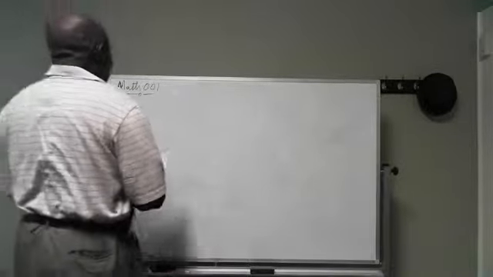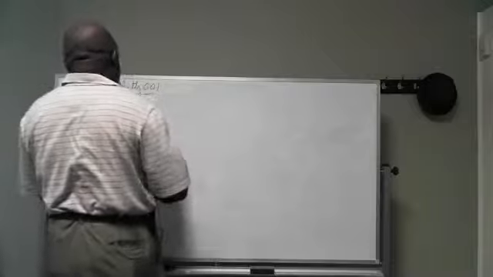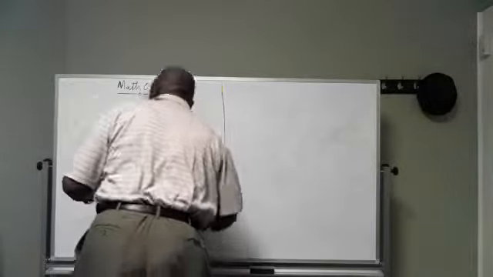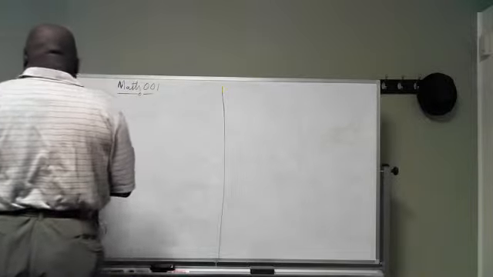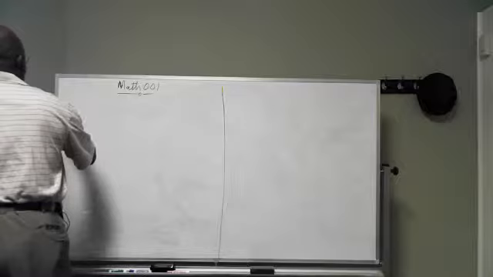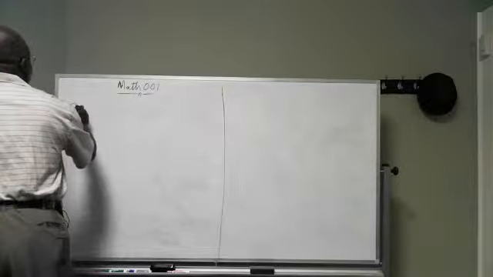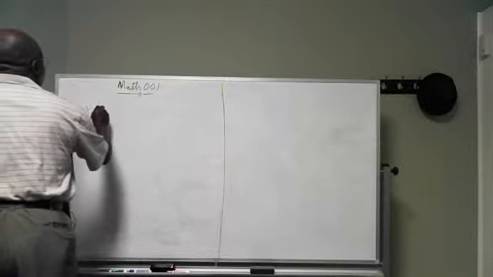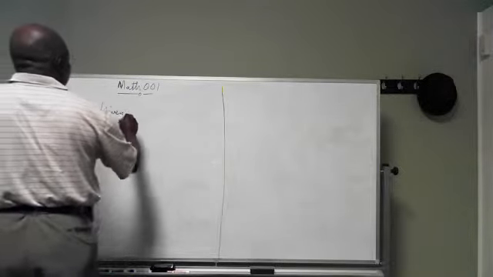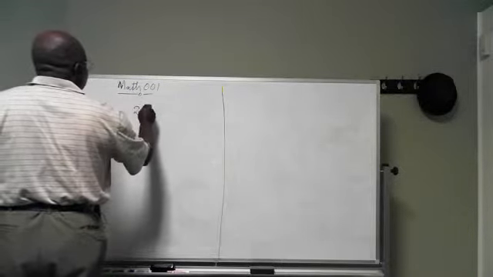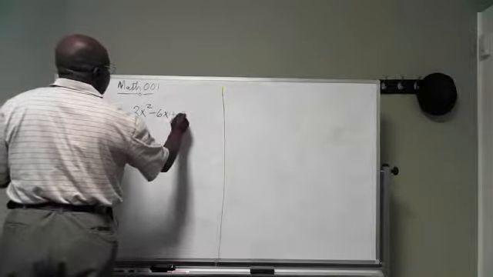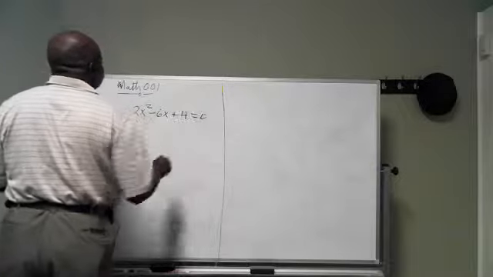Now let's do question 2 of exercise 1. (2a) Given 2x squared minus 6x plus 4 equals 0.